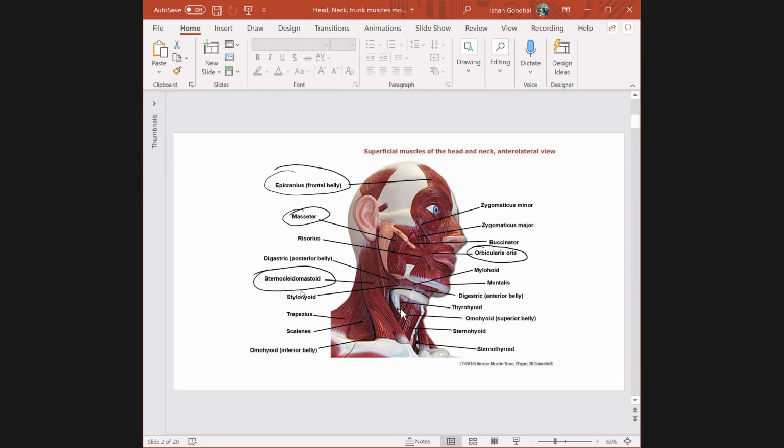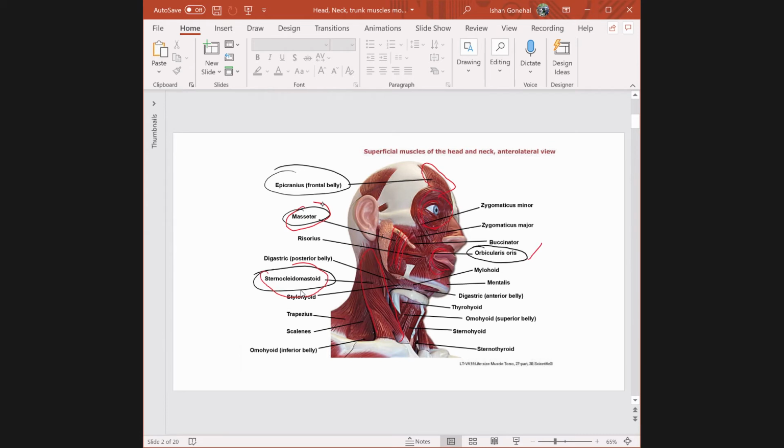It's also posted in your Canvas. So again, we're talking about facial and head muscles. These are basically the frontal belly, which is epicranius. You can call it frontalis too. Then we have masseter, which is a chewing muscle. The muscle of the neck is the sternocleidomastoid. Then the muscle of the eye is known as orbicularis oculi. Lip muscles are known as orbicularis oris.